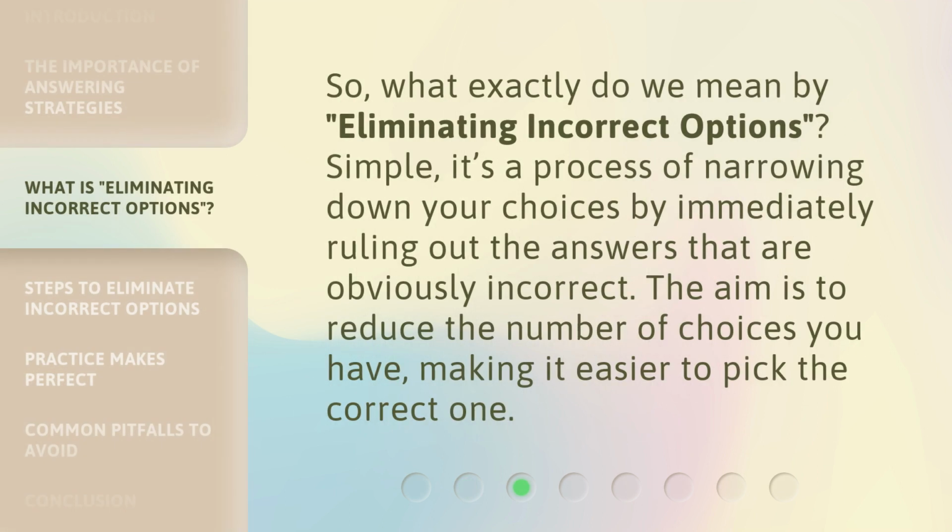So, what exactly do we mean by eliminating incorrect options? Simple. It's a process of narrowing down your choices by immediately ruling out the answers that are obviously incorrect. The aim is to reduce the number of choices you have, making it easier to pick the correct one.